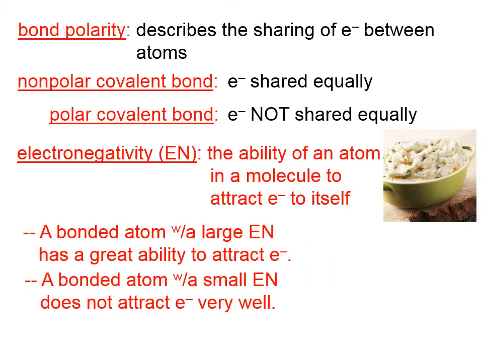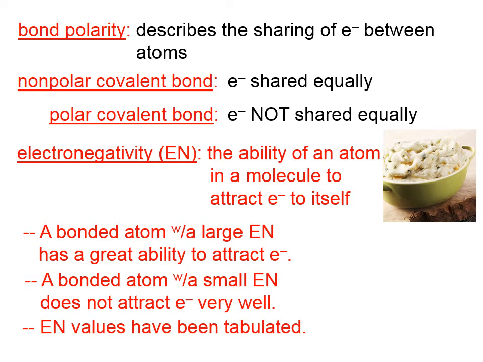A bonded atom with a large electronegativity has a great ability to attract electrons. With regard to the mashed potatoes, a teenage boy who is a competitive swimmer is kind of like an atom with a large electronegativity. A bonded atom with a small electronegativity does not attract electrons very well. The rest of us at the Thanksgiving dinner table don't attract the mashed potatoes particularly much. We can be considered kind of like atoms with low electronegativities.